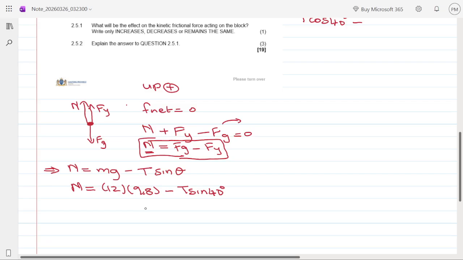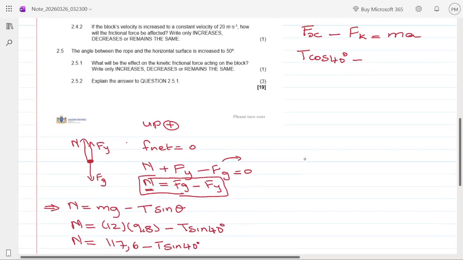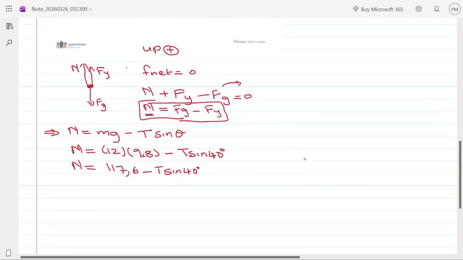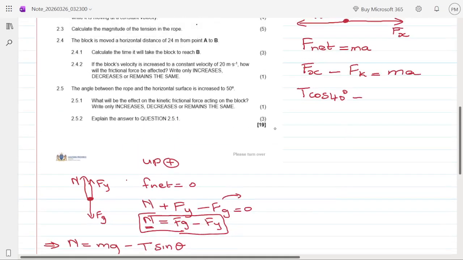So now if I say 12 times 9.8, what is that equal to? 12 times 9.8 gives me 117.6. So the normal force equals 117.6, then minus T the sine of 40. So now we know what the normal force is. But remember, we are looking for Fk, the frictional force.